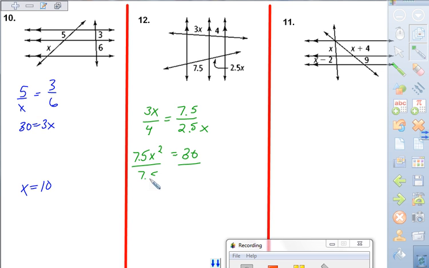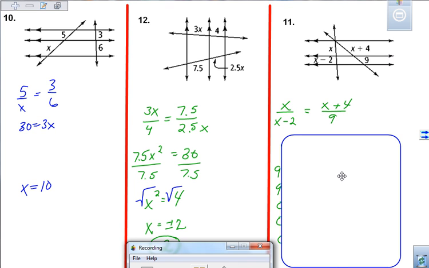So I'm going to divide by 7.5, and I get x squared equals 4. To get rid of the squared, I take the square root, and we get two solutions, plus or minus 2. In this case, we can't have a negative measurement, so the only answer would be positive 2. Number 11, try this one on your own. Please pause the video. If you got stuck on this one, there's probably a good reason for it.